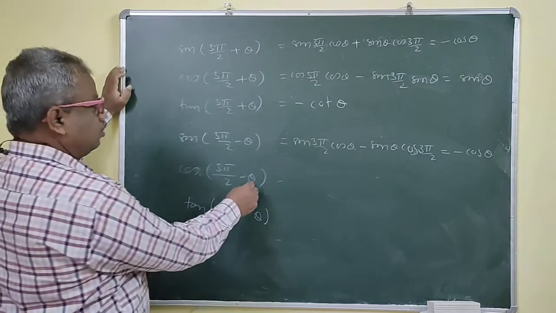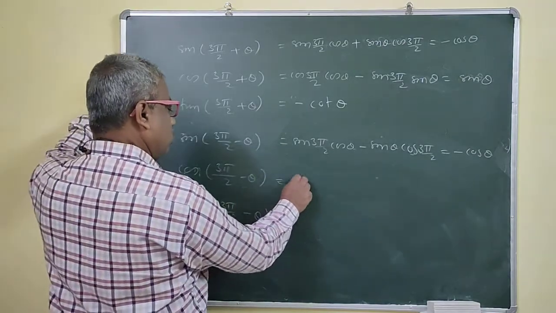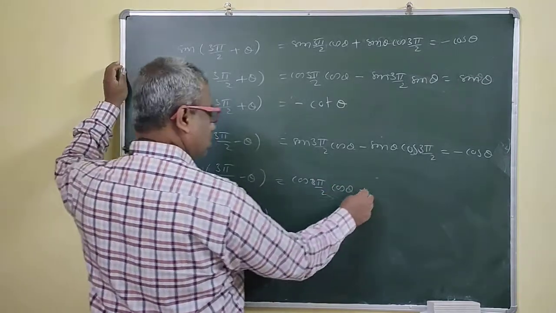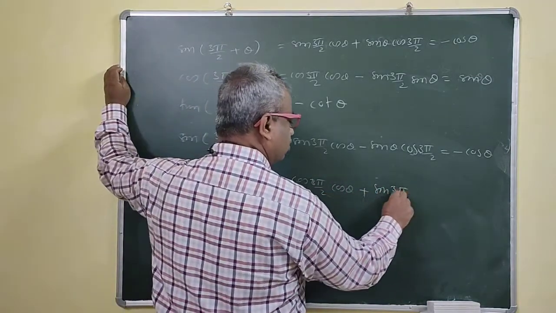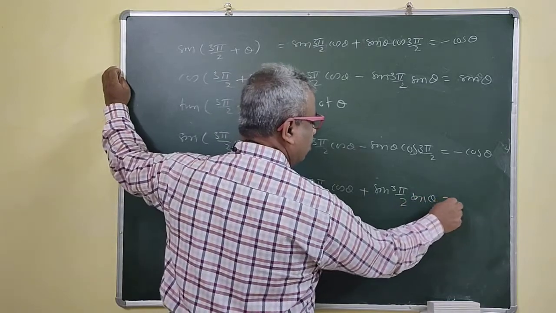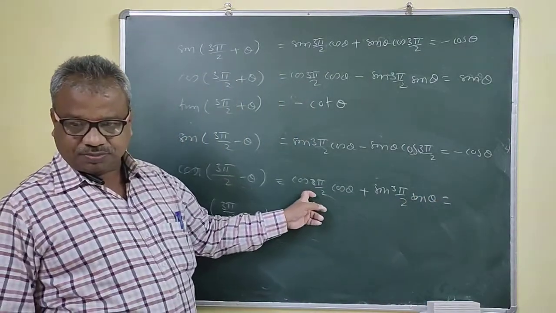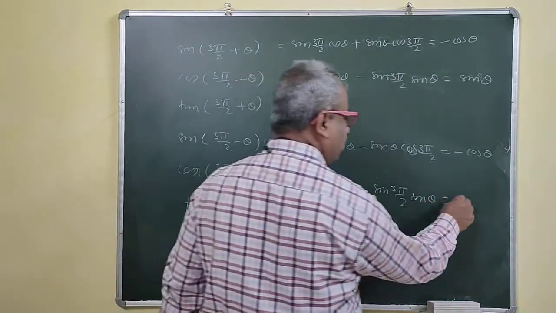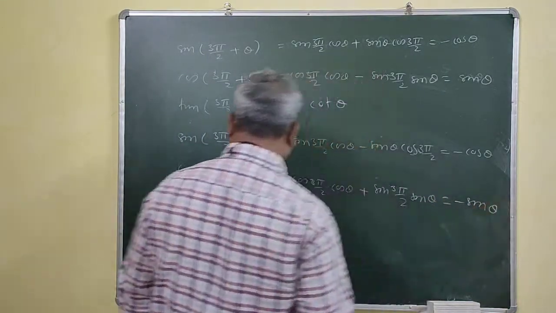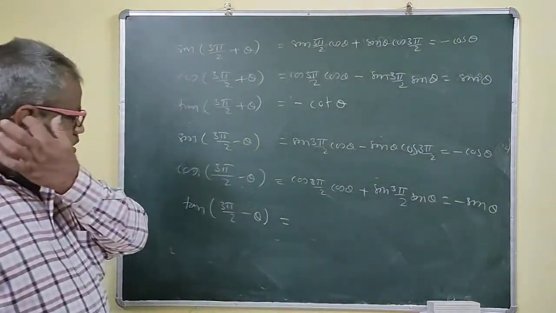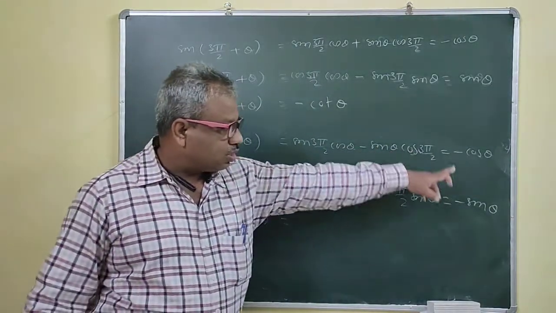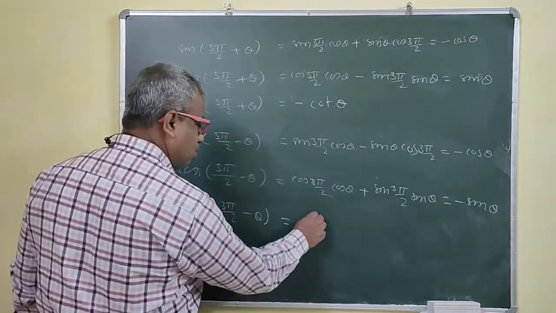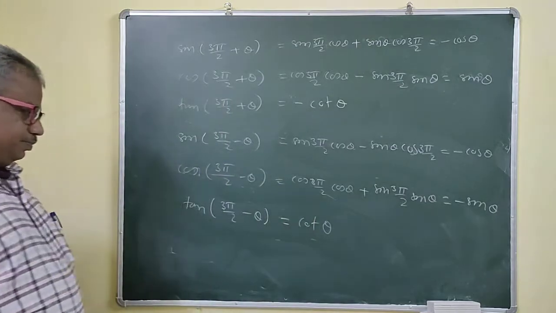Now this one, cos of 3 pi by 2 minus theta. So this is cos 3 pi by 2 cos theta plus sin 3 pi by 2 sin theta. Cos 3 pi by 2 is 0, sin 3 pi by 2 is minus 1. So this is minus sin theta. So now tan will be minus cos theta upon minus sin theta. Minus minus becomes plus, so this is plus cot theta.